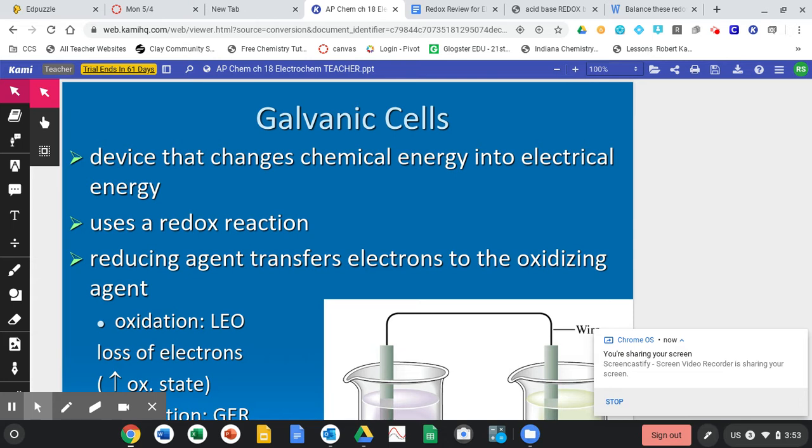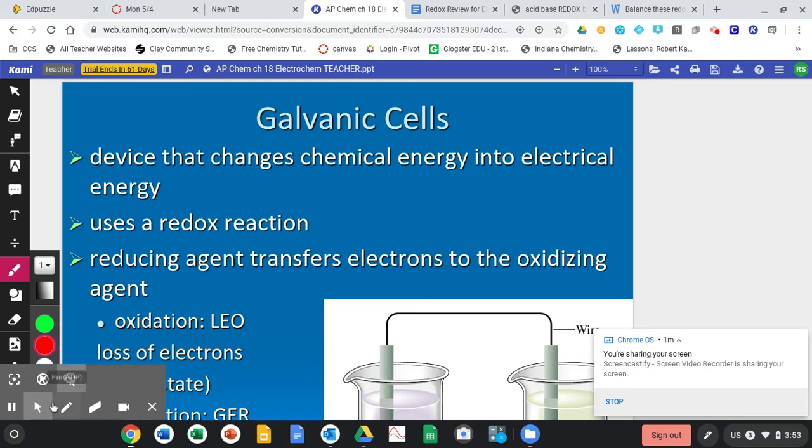Galvanic cells: a device that changes chemical energy into electrical energy. And electricity is the flow of electrons. So if it's changing into electrical energy, there's got to be a flow of electrons. So what do these use? They use a redox reaction, and so we're interested in the redox of it.